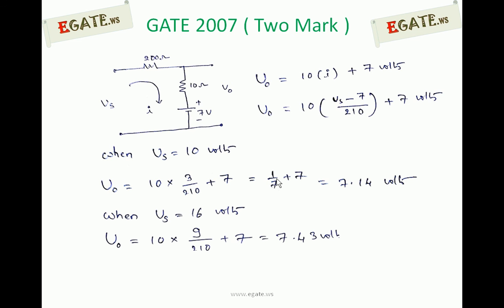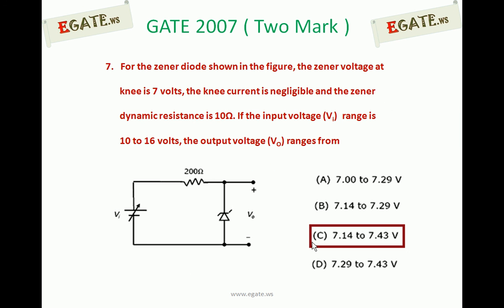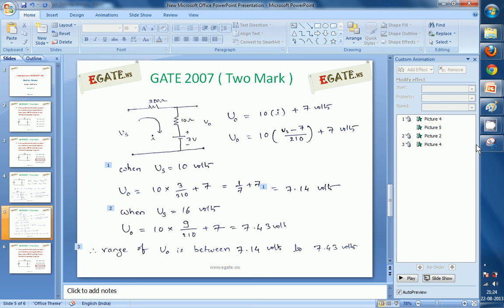Likewise, when Vs is equal to 16, in that output equation, substitute 16. 16 minus 7 is 9. So 10 into 9 by 210 plus 7. It will become 7.43 volts. So the output range for the given input range is 7.14 volts to 7.43 volts. So the correct answer for the question is C, 7.14 to 7.43 volts. Thank you.